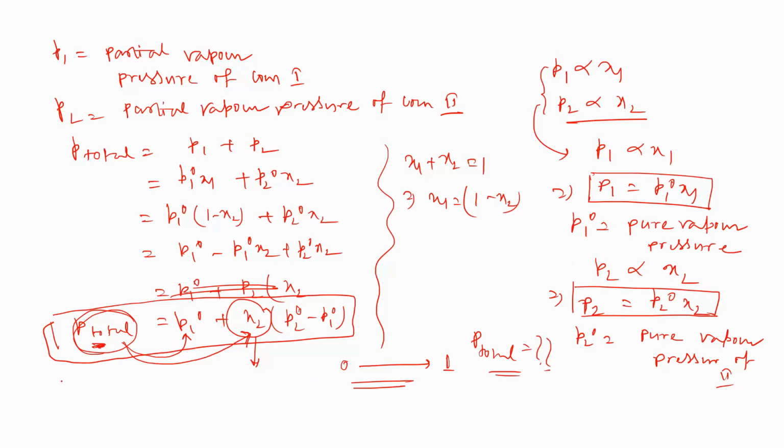We have to remember that for component 1, X1 is the mole fraction, P1 the partial pressure, and P1⁰ the pure vapor pressure. For component 2, X2 is the mole fraction, P2 is the partial vapor pressure and P2⁰ is the pure vapor pressure. Now what will be the curve, what will be the relation, if we change the mole fraction of component 2 from 0 to 1, how will the total vapor pressure change over the solution layer? That is the fundamental thing if we draw here.